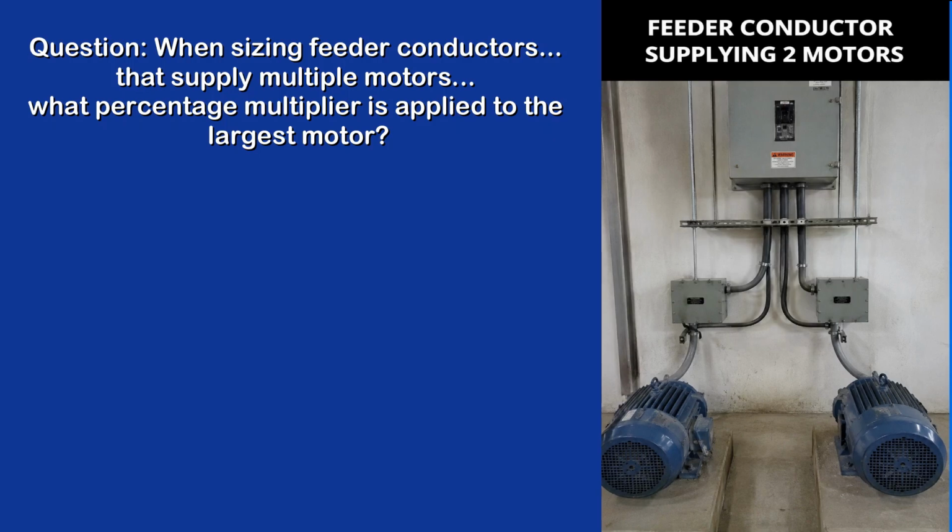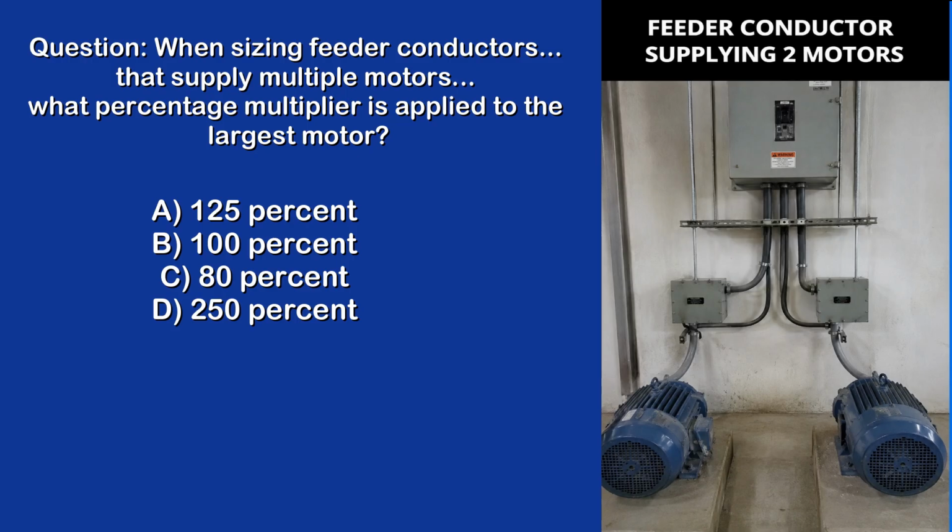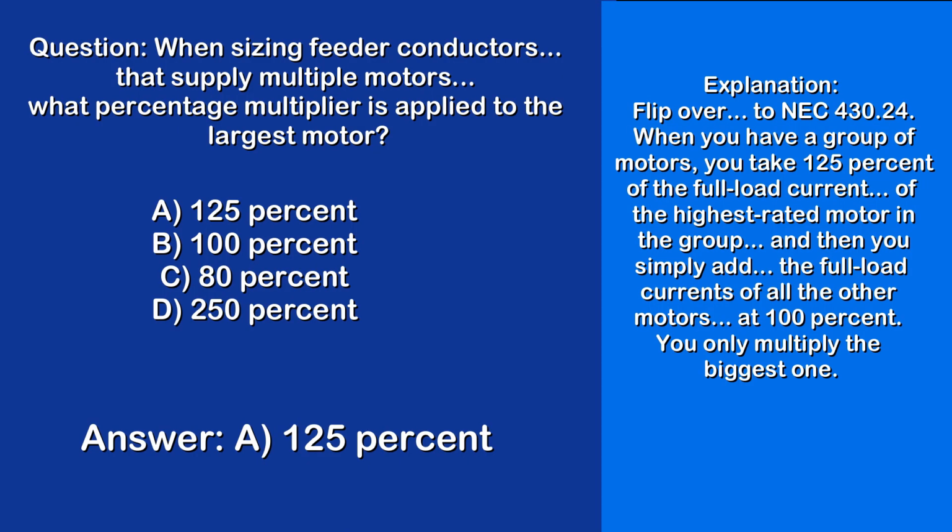Question 2. Sizing feeder conductors, multiple motors. Topic. Sizing the main wire feeding a group of motors. Question. When sizing feeder conductors that supply multiple motors, what percentage multiplier is applied to the largest motor? A. 125%. B. 100%. C. 80%. D. 250%. Answer. A. 125%.